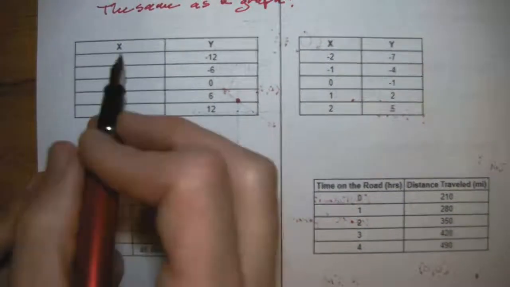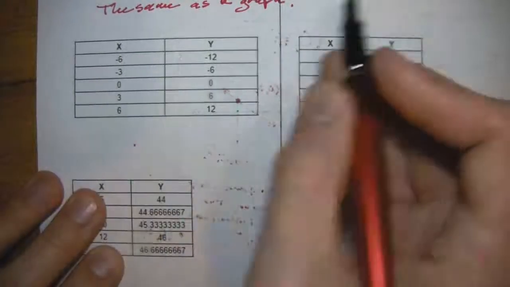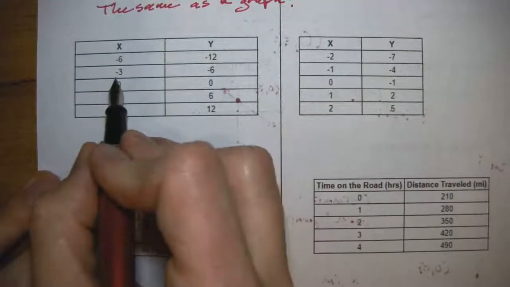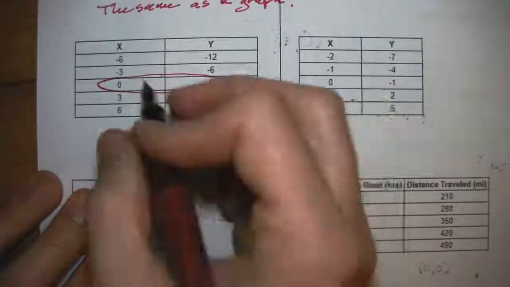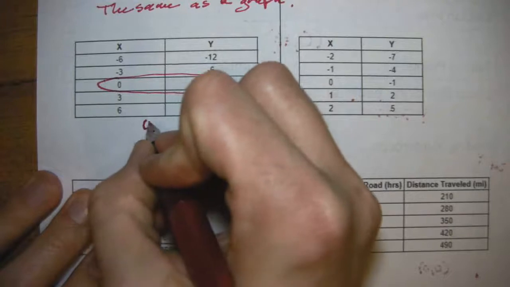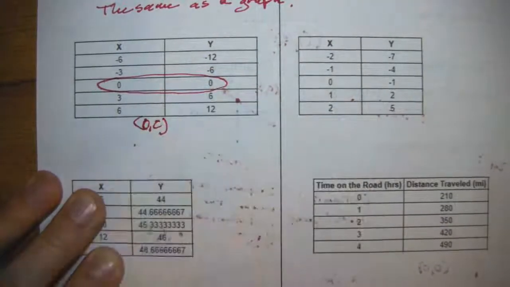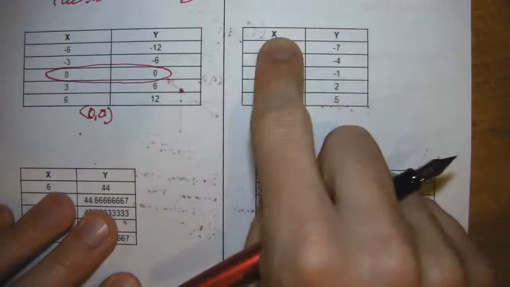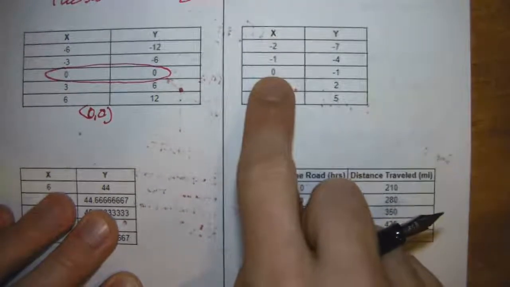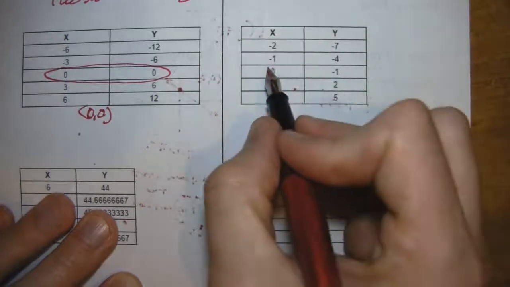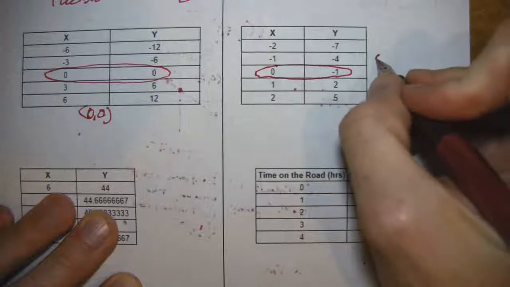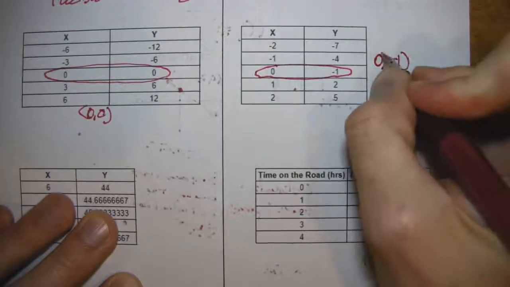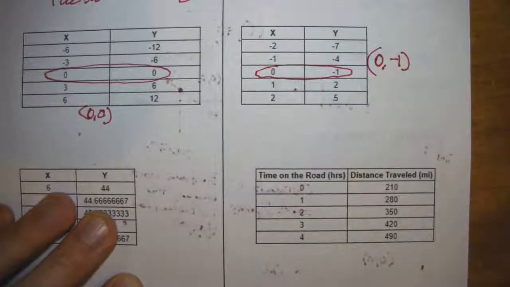Notice in this first table here, x is 0. Cool, that's what we're looking for. And then here's that other number. So in this case, my y-intercept is right there. The y-intercept for this first table is just 0, comma, 0. Excellent. All right, that was easy. Let's try this one. Again, we're looking for where x is 0. There it is. And then we're looking for the number that goes with it. Awesome. In this case, 0, comma, -1. So there's our y-intercept. That's where we start. Looks good.